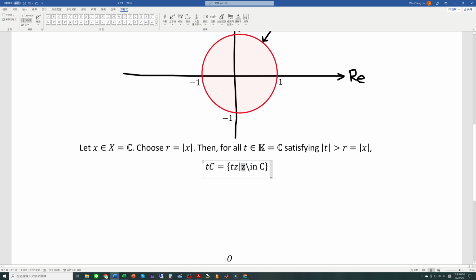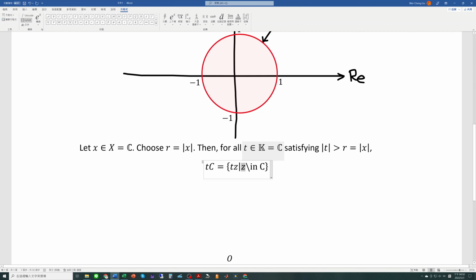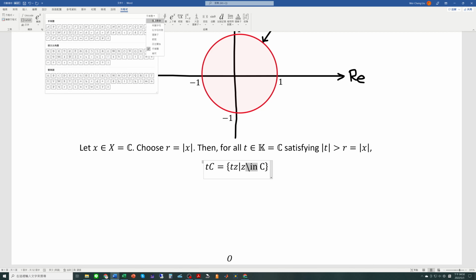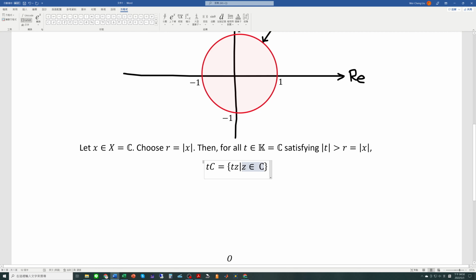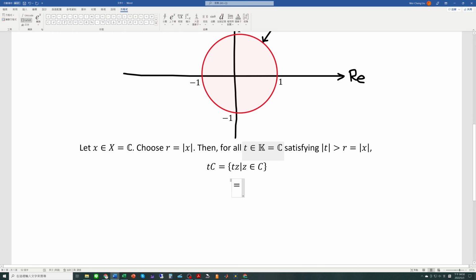Oh, sorry. Okay, C. Like this. Next, what does this mean? It means that it is TZ, and TZ is in C.